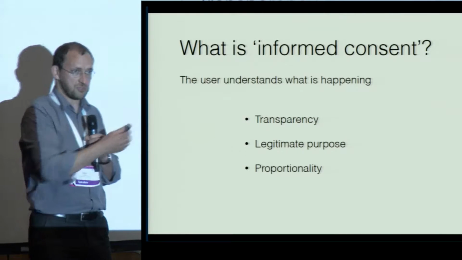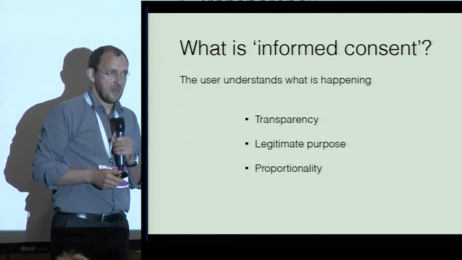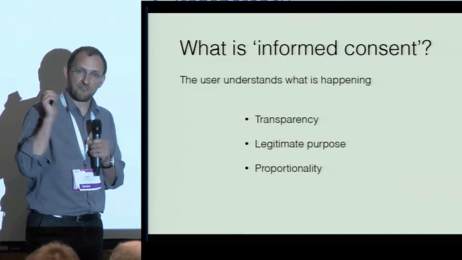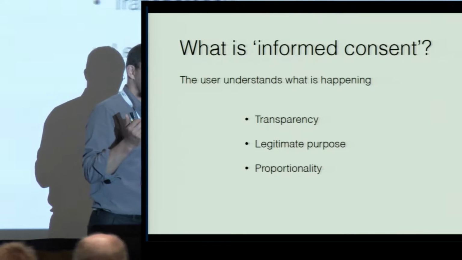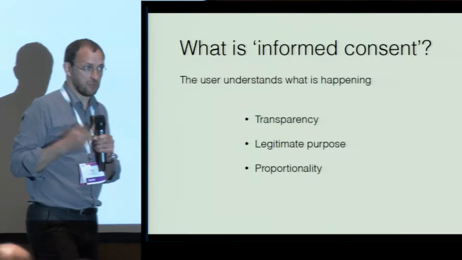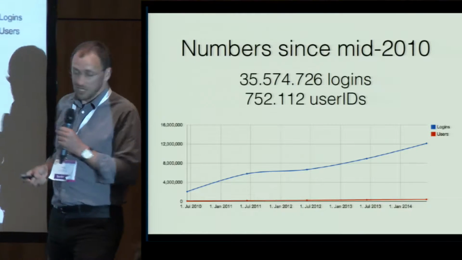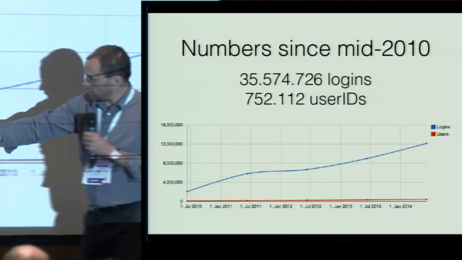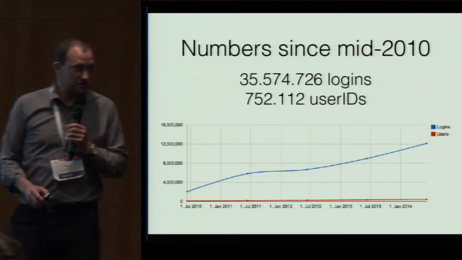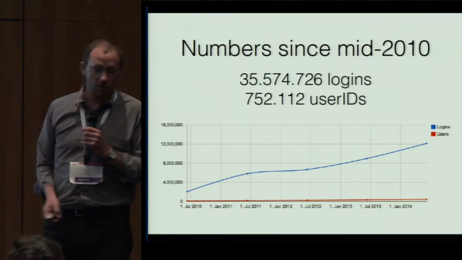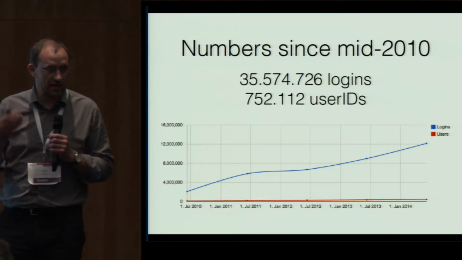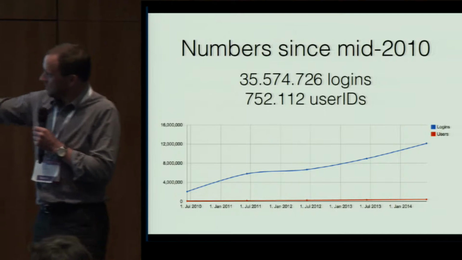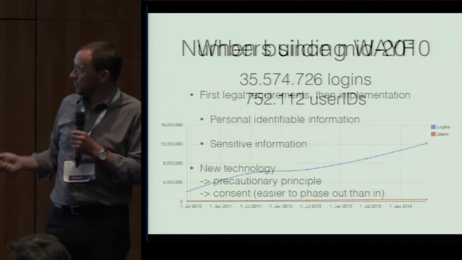And then, of course, the question of proportionality. How much, in this case, personal information can we hand out or how little? And we have a very good leverage there, which is the principle of minimal disclosure. Just some numbers. Back from 2010, where our statistics begin, and up till now, we have had 35 million authentications done by 752,000 user identities. Not necessarily persons, but user IDs going through the system. And the trend is going up. Just to give you a rough impression.